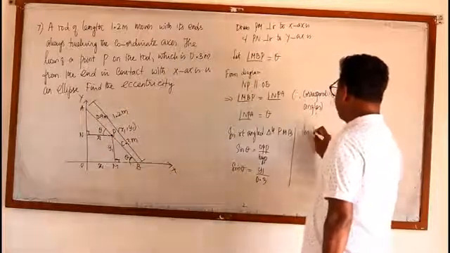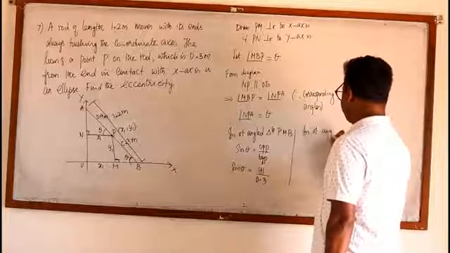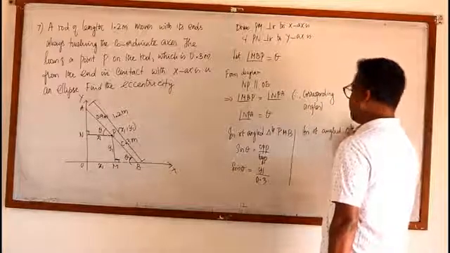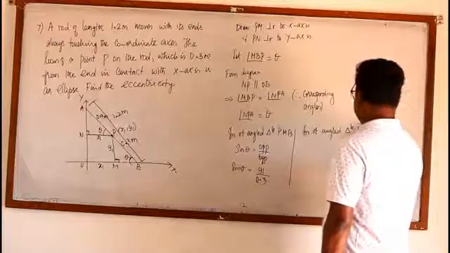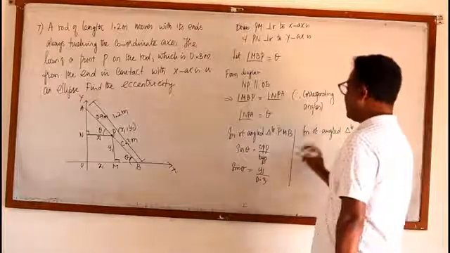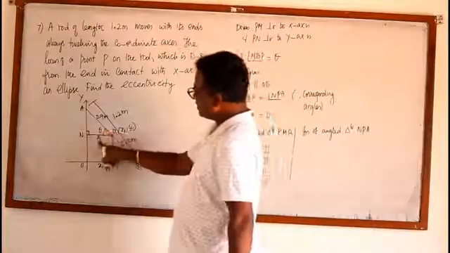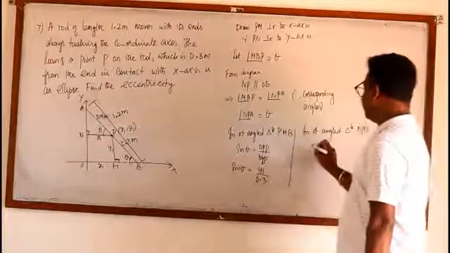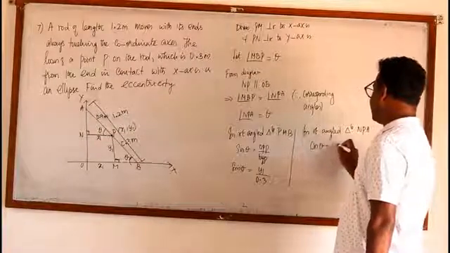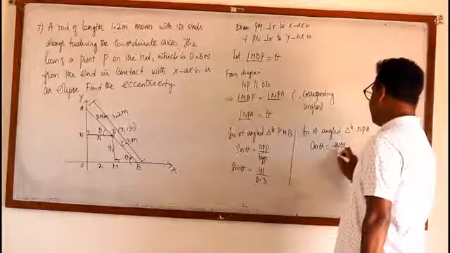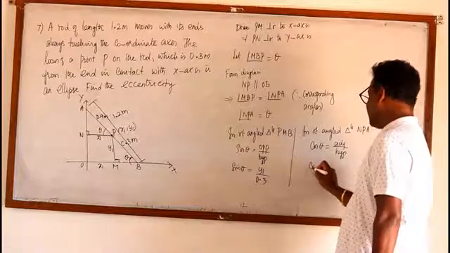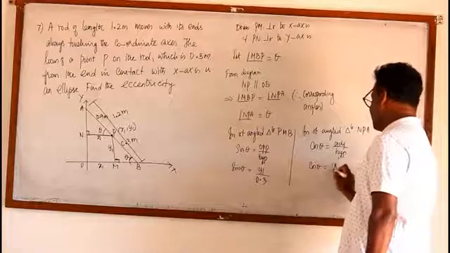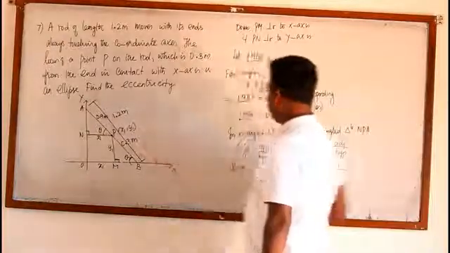Similarly, in right angle triangle NPA, for this theta, x1 is the adjacent side. Therefore, shall we find cos theta? It is adjacent by hypotenuse. Therefore, cos theta is adjacent, x1, and hypotenuse is 0.9.